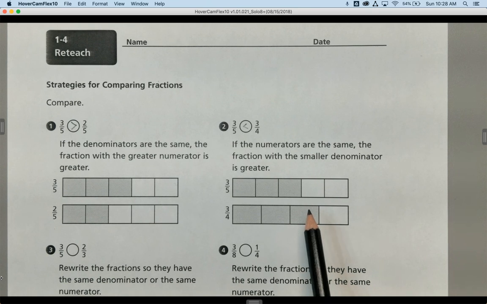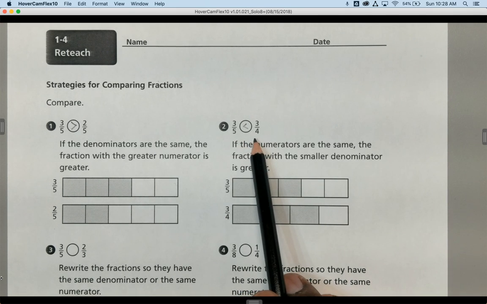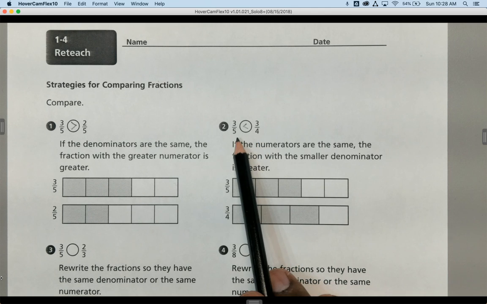The two denominators that have been presented to us here are 5 and 4. Start with the larger of the two denominators, in this case, the 5. Ask yourself, is 5 a multiple of 4? In other words, if you think about your 4 times facts, 4, 8, 12, 16, 20, 24, and so on, can I take 4 and multiply it by something to get 5? Of course, the answer is no.